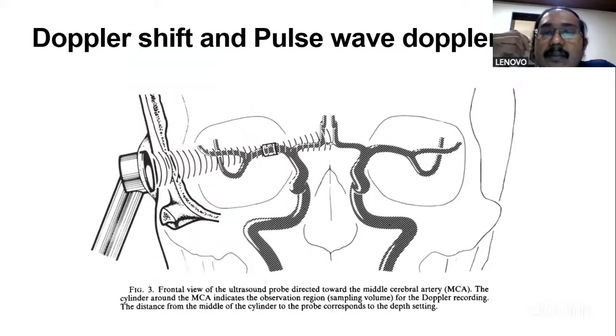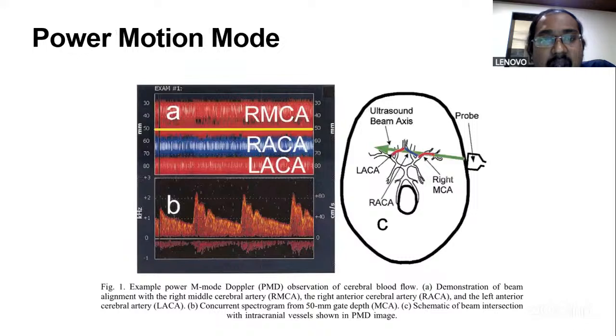So as we can see, the Doppler shift and the pulse wave Doppler. The pulse wave Doppler helps in localizing the artery, where we want to insonate a particular artery at a particular location. So we apply the probe to the insonation windows, then the ultrasound wave is generated. The machine uses pulse wave Doppler, tries to sample or insonate the intracranial arteries, and then we get a spectral waveform.